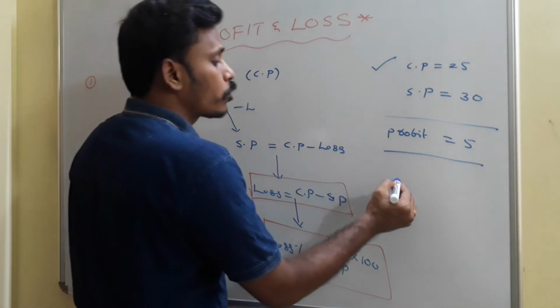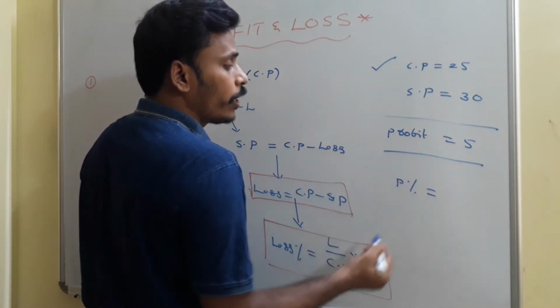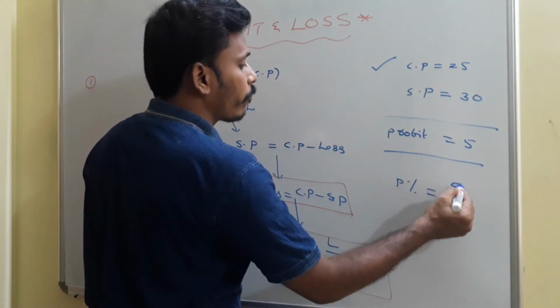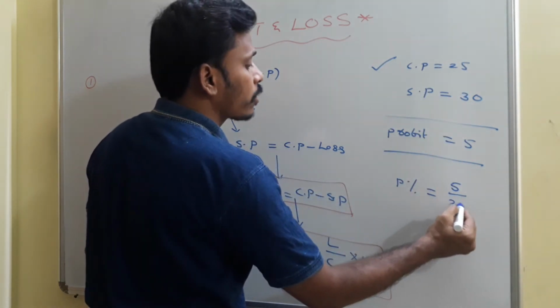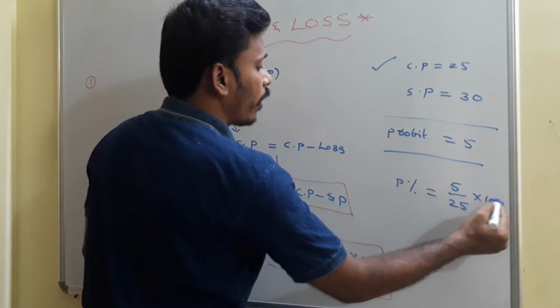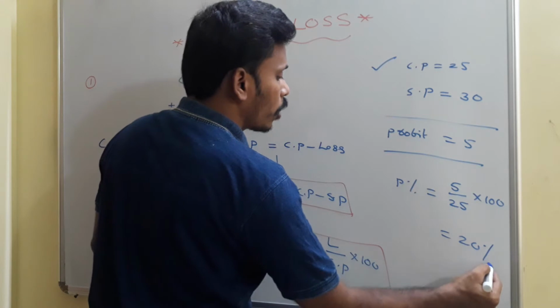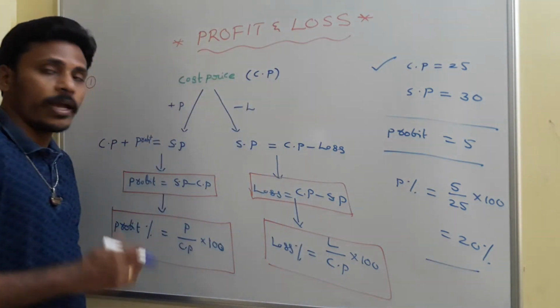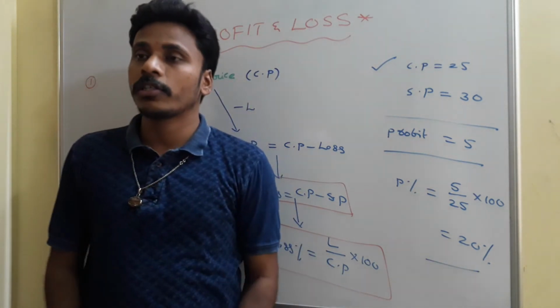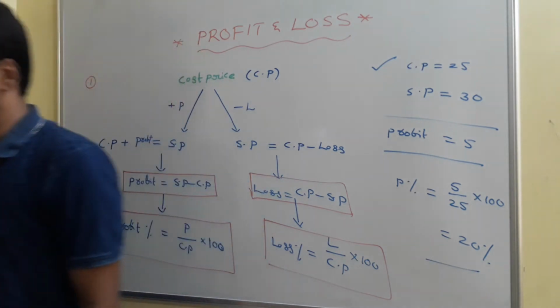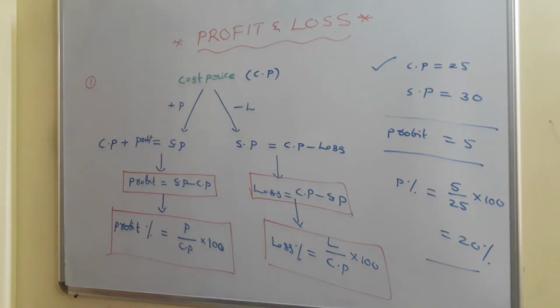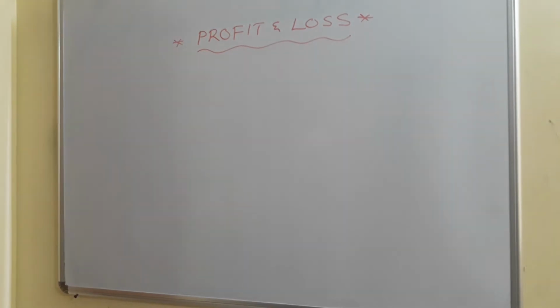And then if you wish to calculate profit percent, what do we need to do? The rule is profit 5 divided by the cost price 25 into 100, and on simplification you will find it as 20%. So at the end, profit percentage is how much? 20%. Just have a look, analyze the situation, take a screenshot. How to analyze the problem?